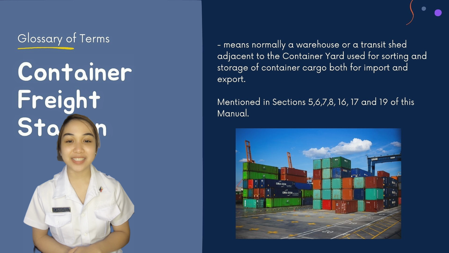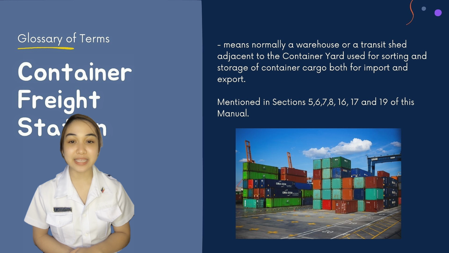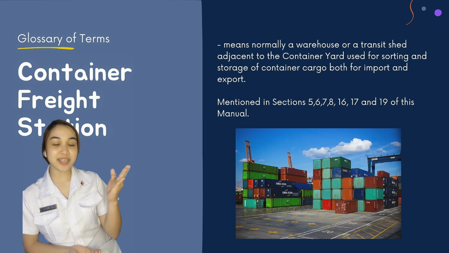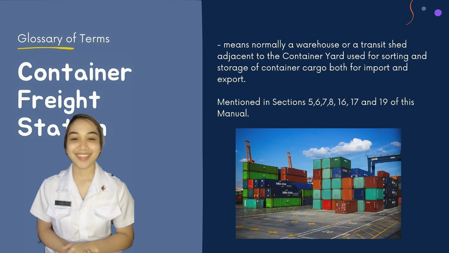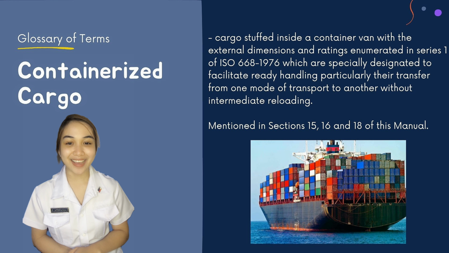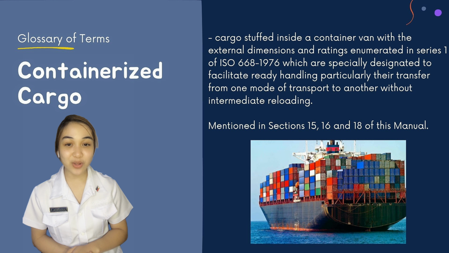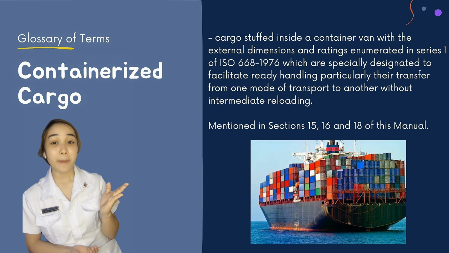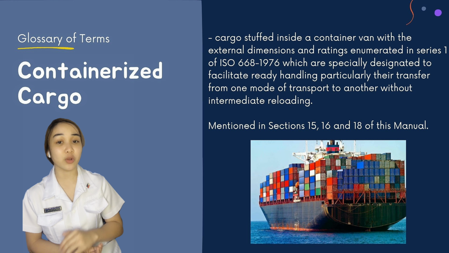And container freight station. This normally means a warehouse or a transit shed adjacent to the container yard used for sorting and storage of container cargo both for import and export. So here's an example of container freight station, or the CFS. Containerized cargo. These are cargo stuffed inside a container van. So as you can see also to this picture, that is the picture of a containerized cargo, meaning the cargoes are stored in the container.